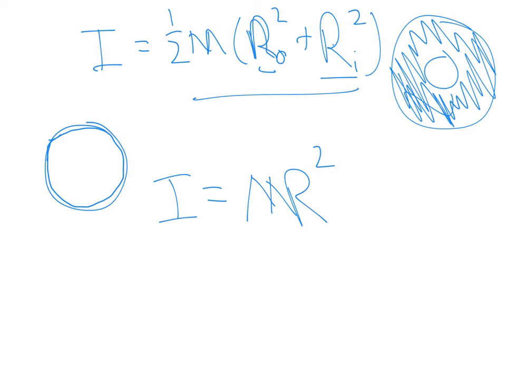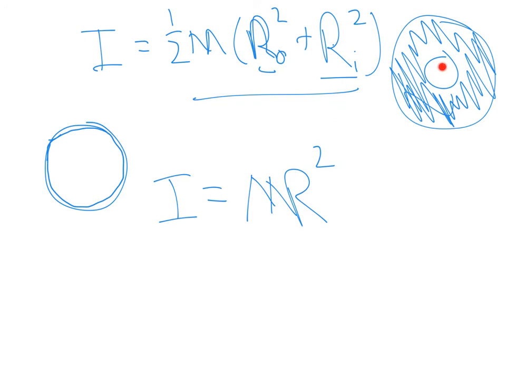Think of the other extreme. What if your inner radius is 0? You have the hole not exist. It closes all the way. Then this goes away, and you have essentially 1/2 m r outer squared, which is what it is for a solid cylinder.